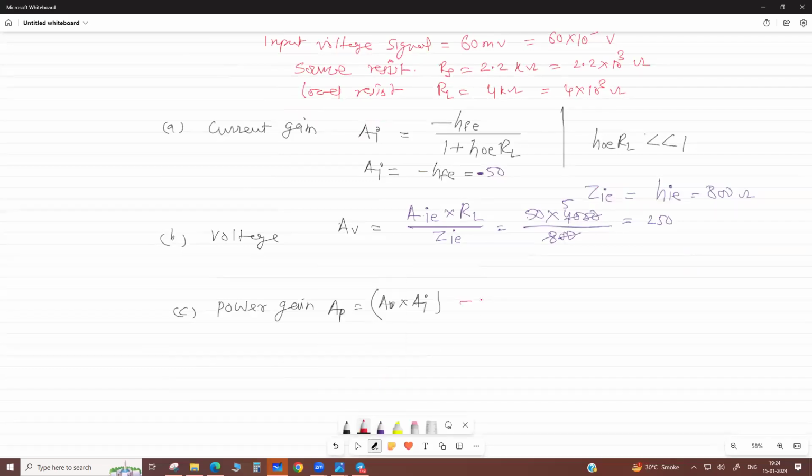Now, what is the current gain? Voltage gain into current gain, with current gain 50, this much. Minus, because it is negative 50, so it will be negative. Sir, AV is also minus 250, right? Yes, these are also negative.